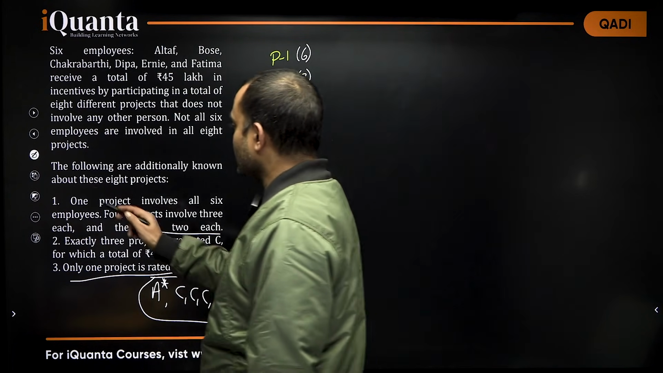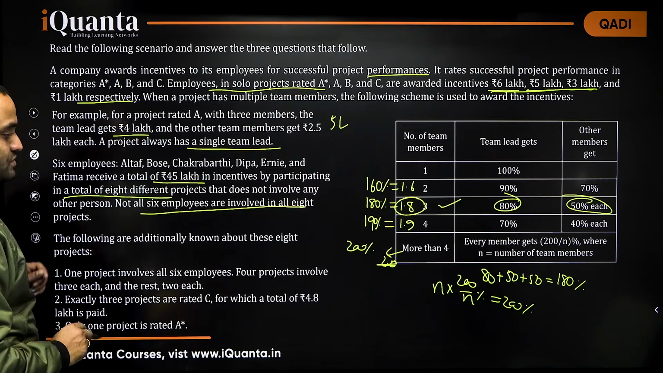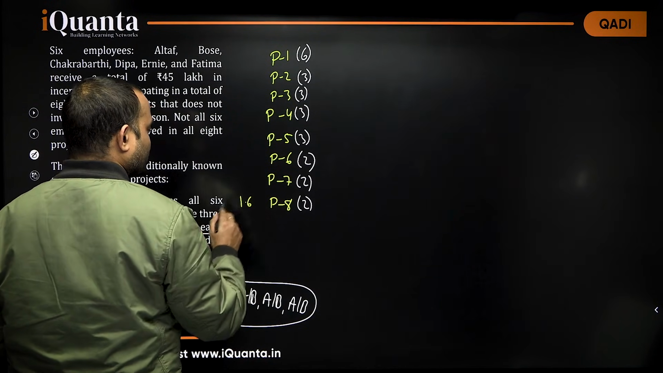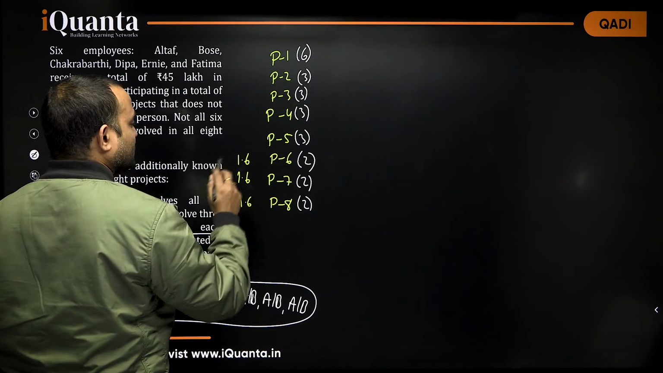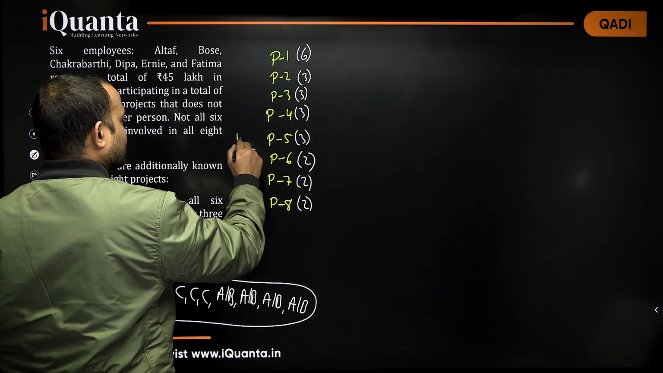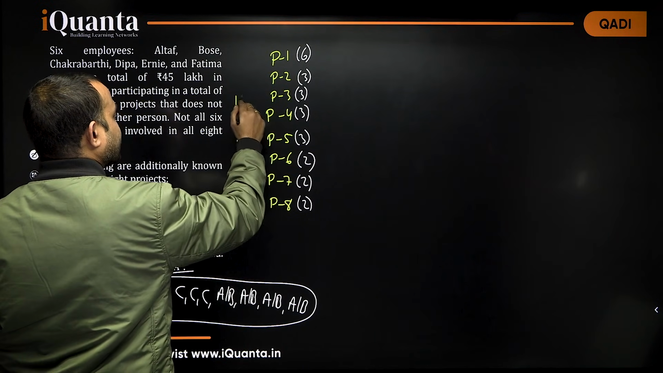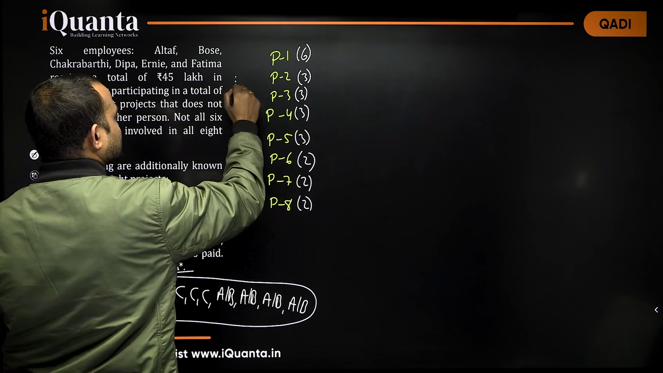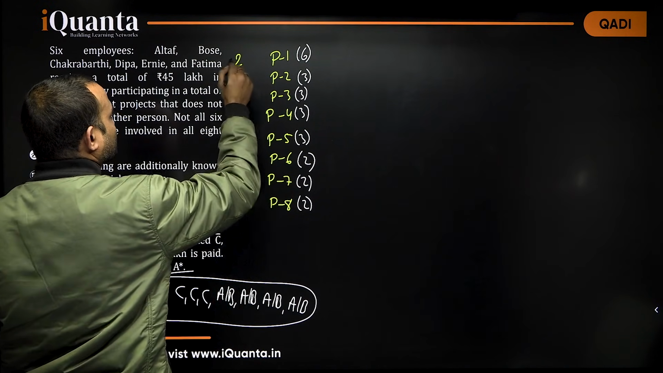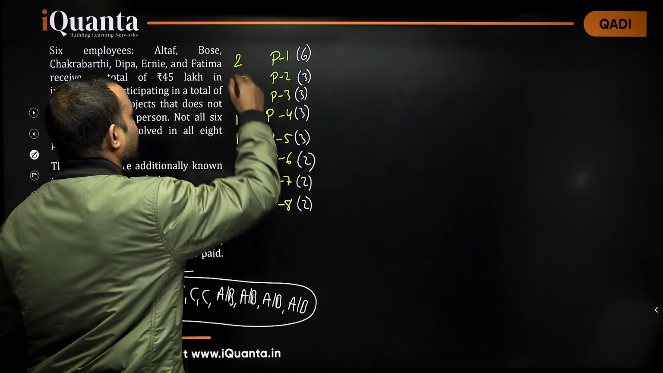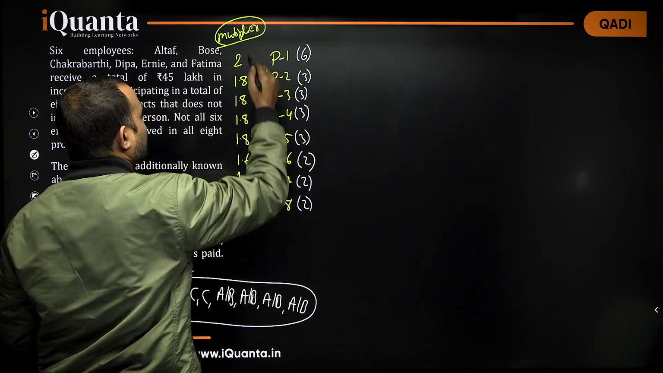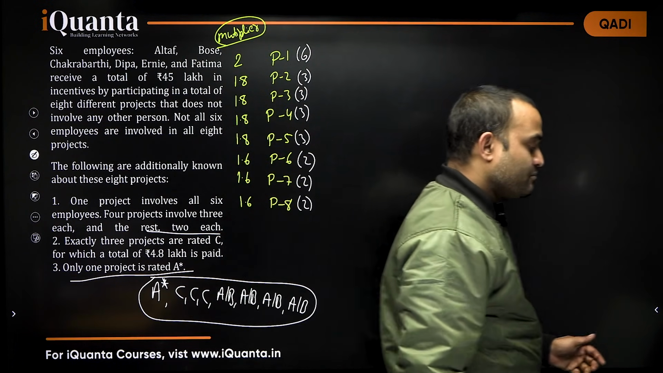Okay. Now what do we know? If there are 2 team members, they are going to get 1.6 times of the total. If there are 3 members, they are going to get 1.8 times of whatever the incentive is. And if there are 6 members, they are going to get 2 times, right? This is the multiplier, with respect to the performance incentive.